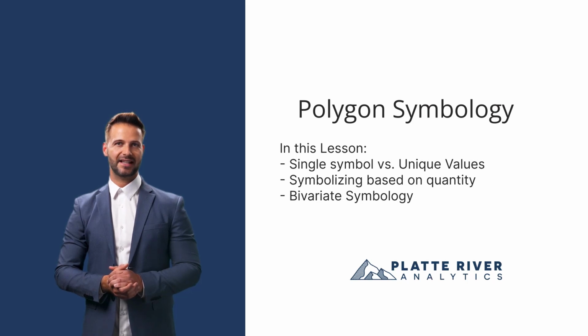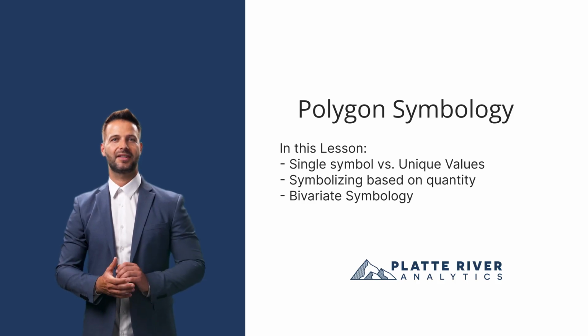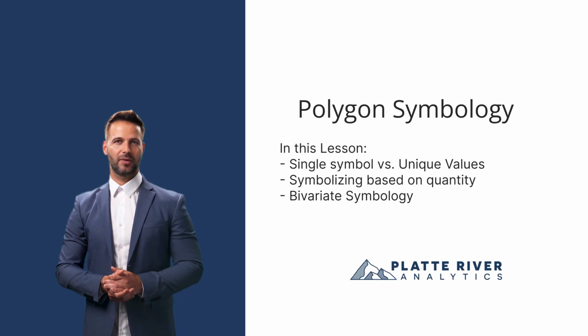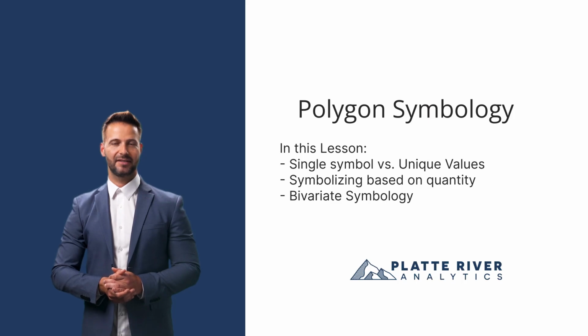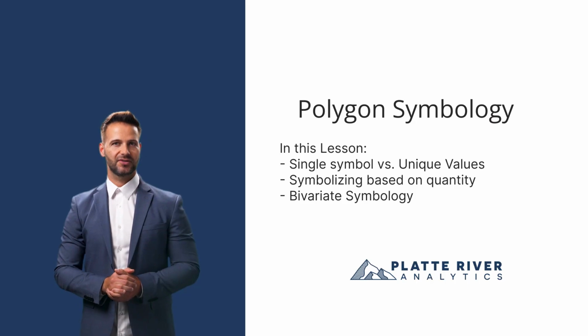Hello, and welcome to the next section in our Symbology chapter. In this section, we will be going over the different types of polygon symbology. Similar to point symbology, we will discuss options such as single symbol, unique values, and symbolizing based on quantity and values. We will also introduce a new term into your GIS vocabulary, bivariate symbology.